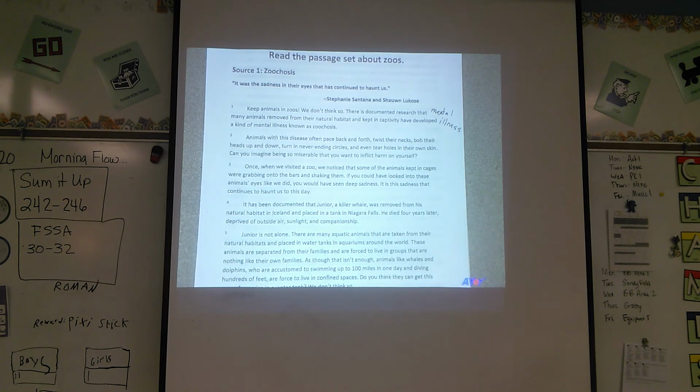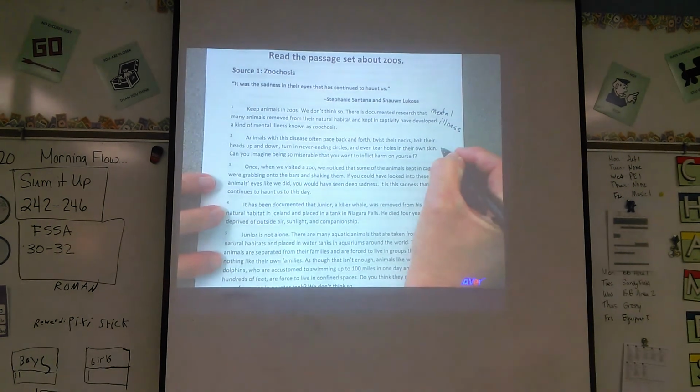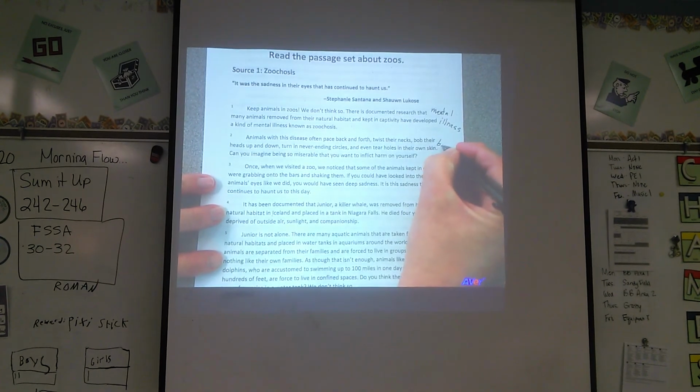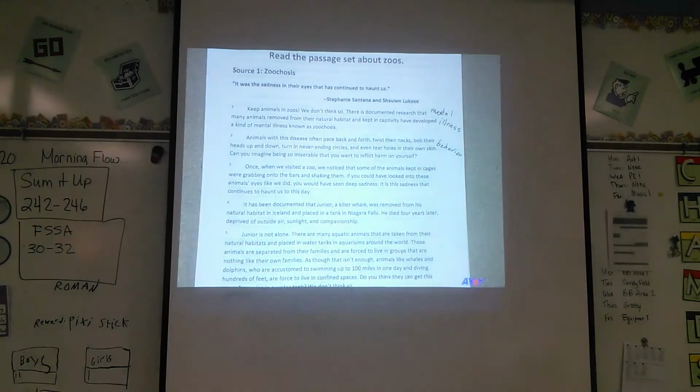Animals with this disease often pace back and forth, twist their necks, bob their heads up and down, turn in never-ending circles, and even tear holes in their own skin. Can you imagine being so miserable that you want to inflict harm on yourself? Notice again the language here, right? Miserable, inflict harm, okay? In this paragraph, they're still talking about the mental illness, but they're describing the behavior of it. What does it look like? So it's a description of what that mental illness looks like.